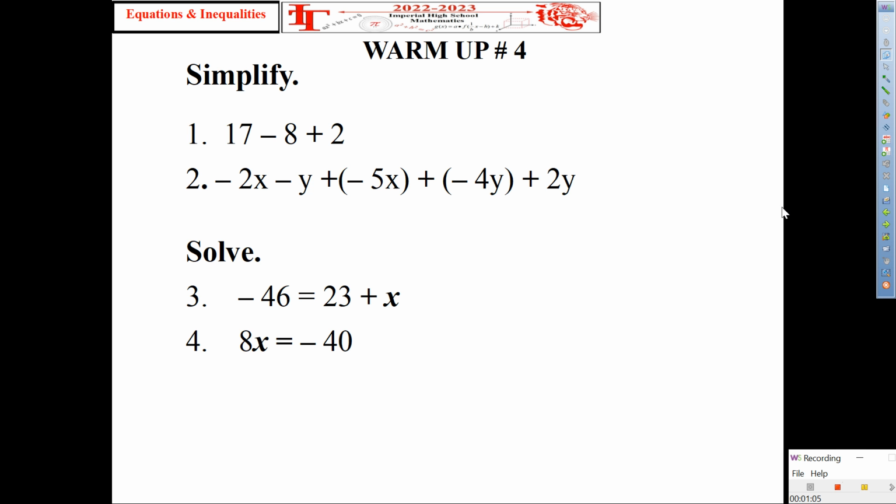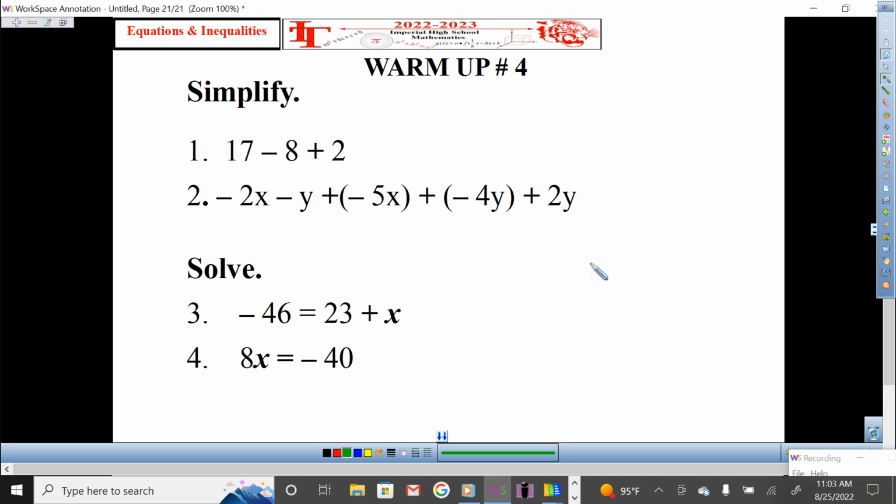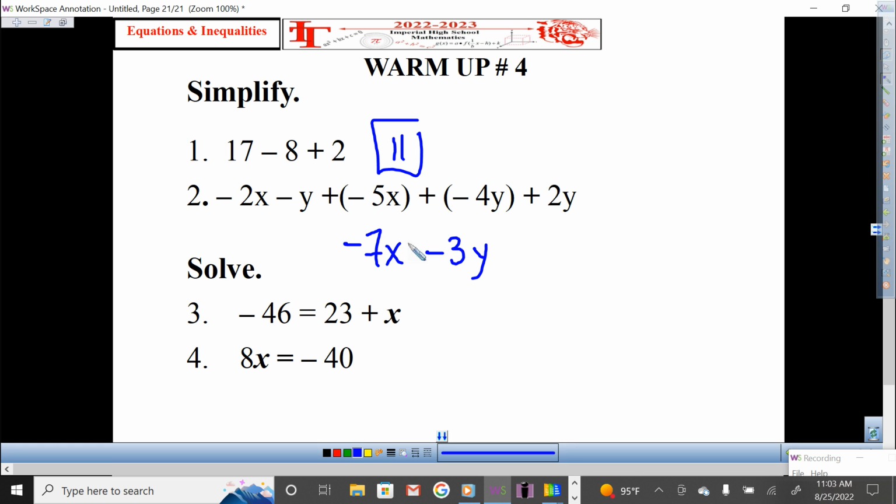By now we are experts at number 1 and number 2. Is that correct? Yes. All right, let's see. Number 1, Alessandra, what'd you get? 11. Hands if you got that. That is correct. How about number 2? Juan, what'd you get? Negative 7x minus 3y, or plus negative 3y in any order. Hands if you got that. That is correct. So we got this, right? We're putting that baby to sleep.